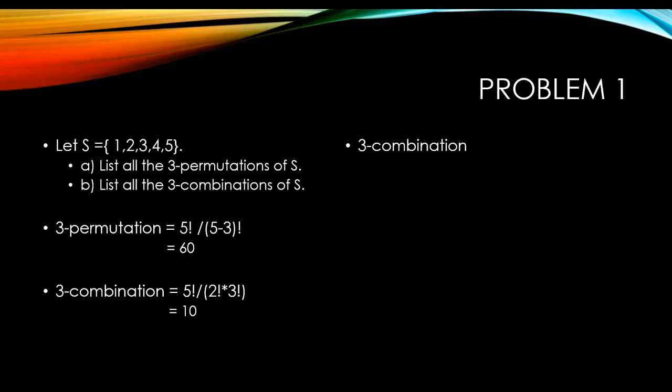For 3-combination, let's get 3 elements from the given set. Let's start with the first 3 elements: 1, 2, 3. We have 1, 2, 4; 1, 2, 5; 1, 3, 4; 1, 3, 5; 1, 4, 5. Then we have 2, 3, 4; 2, 3, 5; 2, 4, 5; and last, 3, 4, 5. Just to check if we got all patterns, we're going to count them. Again, we have 10 patterns: 1, 2, 3, 4, 5, 6, 7, 8, 9, 10. So we already got all patterns for 3-combination.